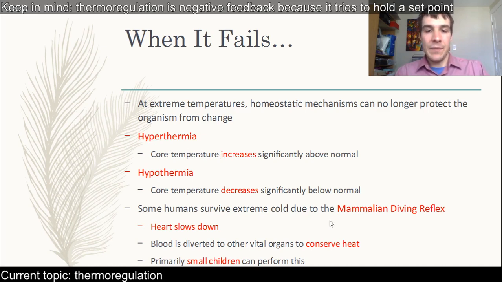We do have this interesting reflex called the mammalian diving reflex that slows down our heart and conserves blood in our core when it's really, really cold. And so certain small children have survived in icy water for very, very long amounts of time because of this. But when you're a big adult and you've got a lot of cell processes going on, you're going to die pretty quick.